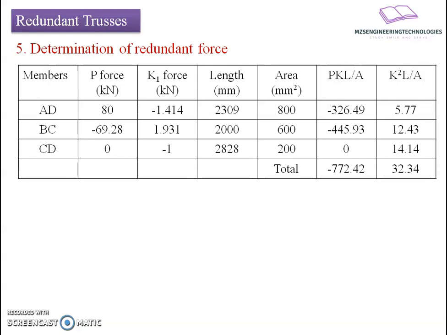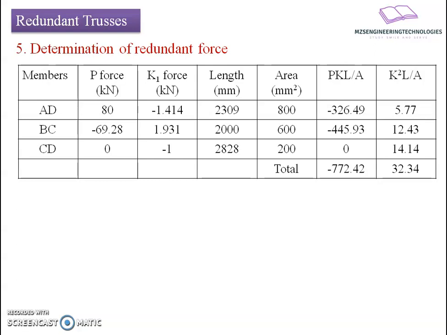We have three members. P forces, we have found out P force AD as a compressive in nature, that's a positive 80. BC as a tensile in nature minus 69.28, and we have taken CD as a 0, means effect of CD we have neglected, we have removed it from the analysis. Now in K1 force we have minus 1.414 because here AD has carried a tensile nature, and whereas BC is in compressive nature of magnitude 1.391, and we have applied a unit load which was in tensile nature, that's why minus 1. Length of the members we can find from the geometric relation.